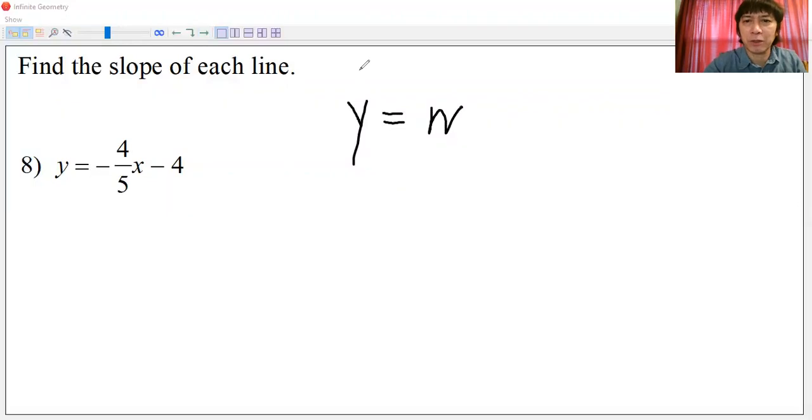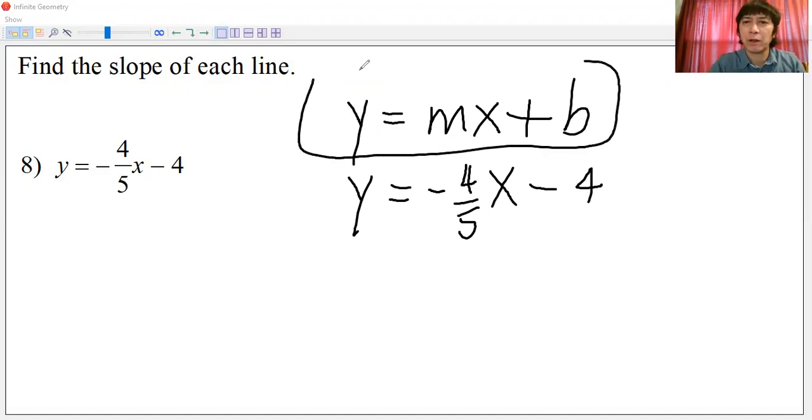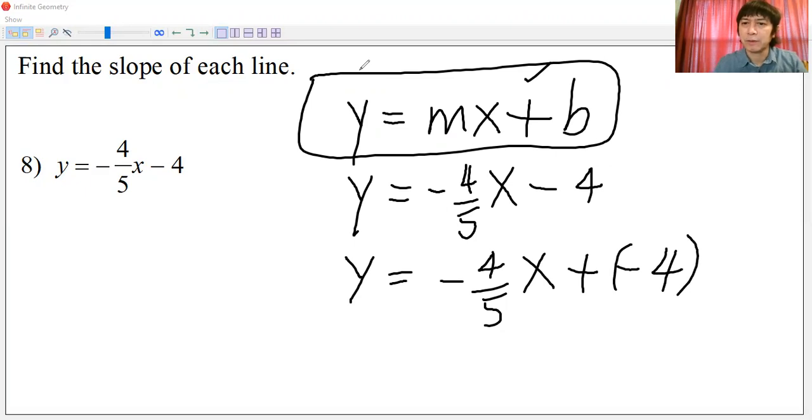Y is equal to mx plus b. And we can compare the given. We have the y at the left side. We have a number and the x. And we have the minus 4. Now, if you're going to express this like the formula with a plus there, then you can write it this way. Y is equal to negative 4 over 5 x plus negative 4. It's like that. And so if you're asked to get the y-intercept, you will have to pick this out.